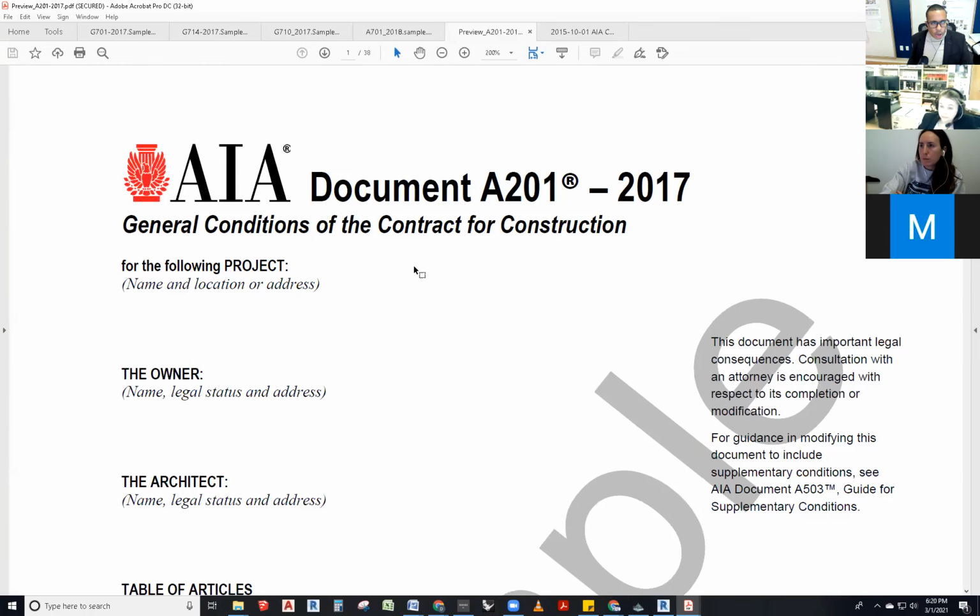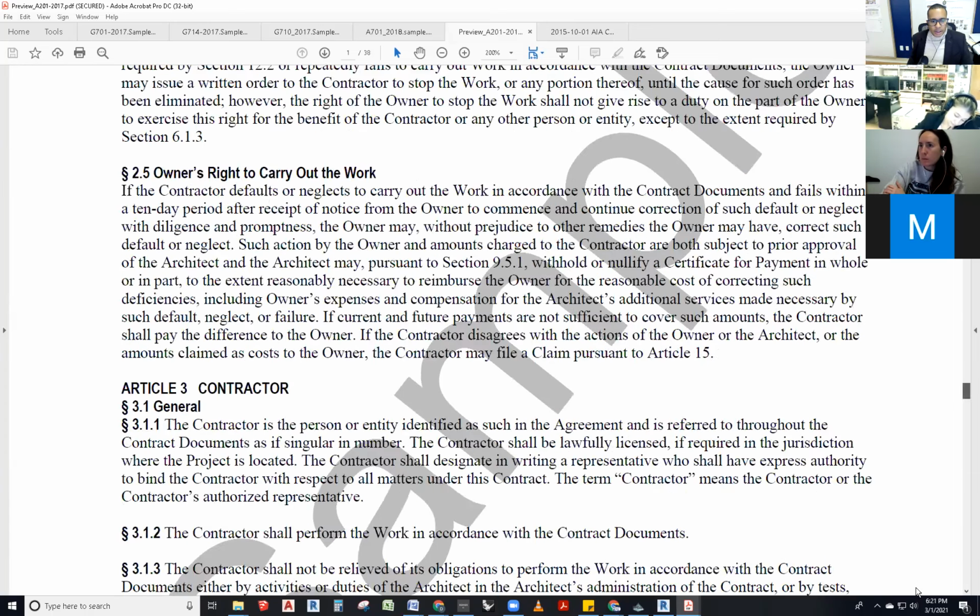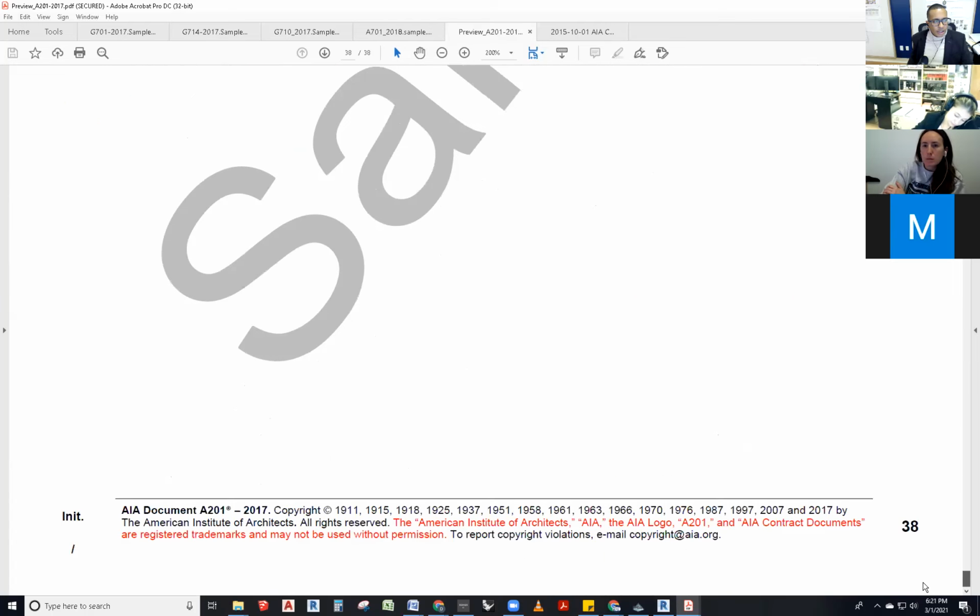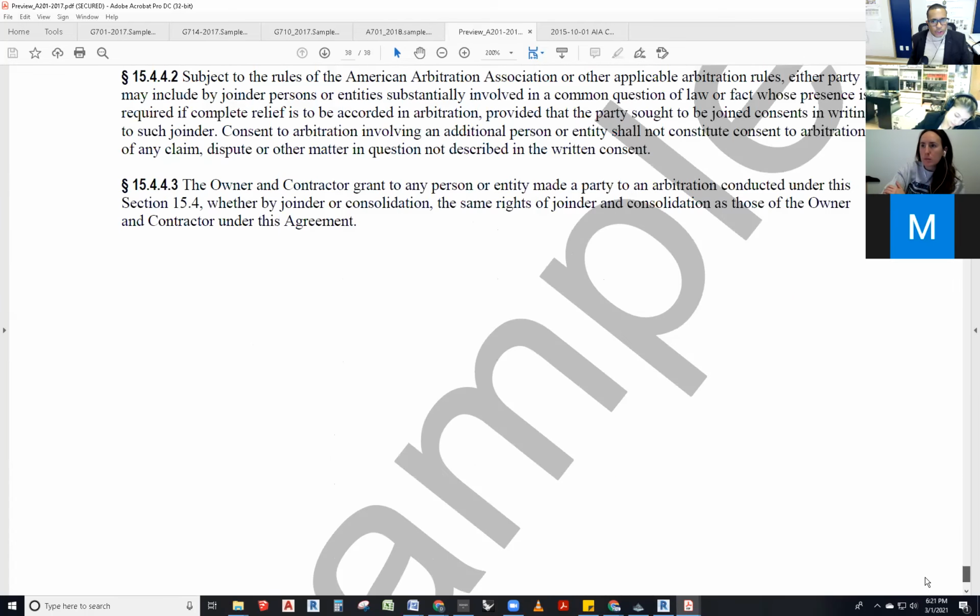It's not a contract. It's terms and conditions, general conditions. In fact, at the very end, page 38, there's no signature. Nobody signed anything. Why? Because if it was, and the architect had to sign it, and the contractor had to sign it, and the owner had to sign it, it would establish a duty and responsibility from the owner to the architect to the contractor that doesn't exist.